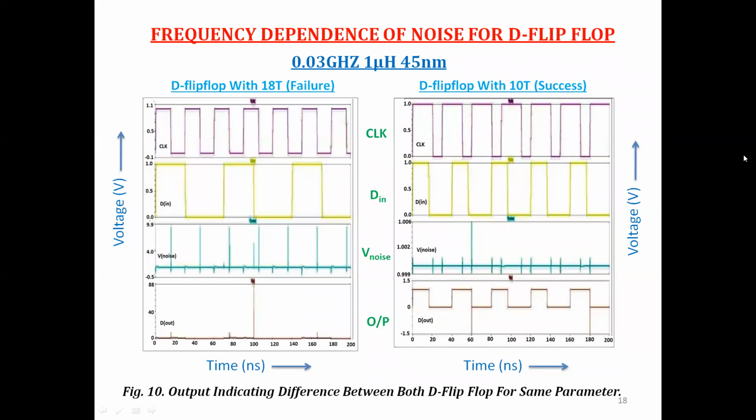In this waveform, we have compared the 18T CMOS D flip-flop and the 10T CMOS D flip-flop for 1 microhenry parameters at 0.03 GHz operating frequency in 45 nanometer technology. The output of the 18T CMOS D flip-flop shows failure due to using more transistors. But in the case of the 10T CMOS D flip-flop, the output indicates logical success due to using a smaller number of transistors.